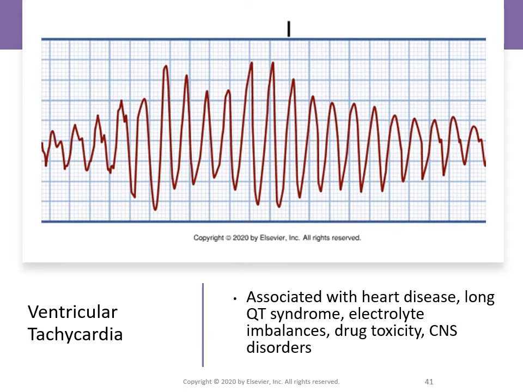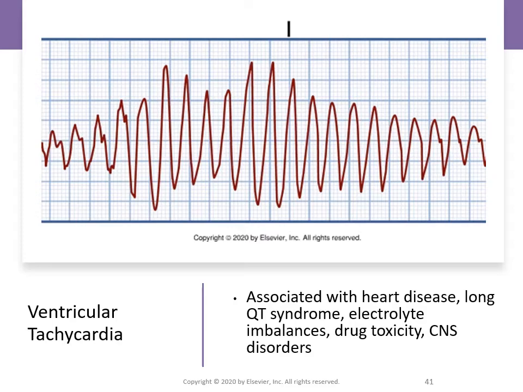This next slide is a good example of that polymorphic ventricular tachycardia. You can see that the complexes don't look the same. Poly, again, meaning multiple foci. This particular rhythm as shown in the slide has its own unique name, torsade de pointes, which means the turning of points.